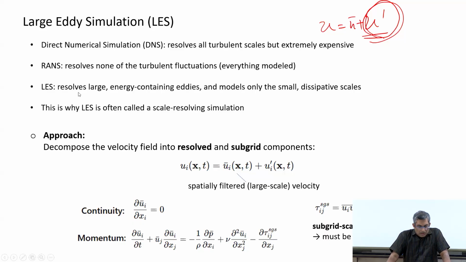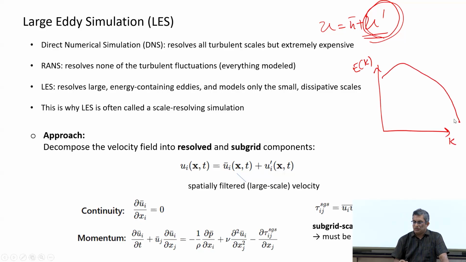But in the case of LES, we resolve large energy containing eddies and model only the small and dissipative scales. So if I sketch the turbulence power spectrum, in DNS you resolve everything. In RANS, you don't resolve the eddies, you directly model it.